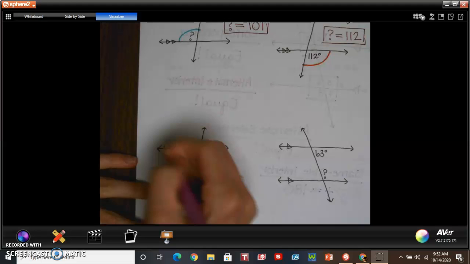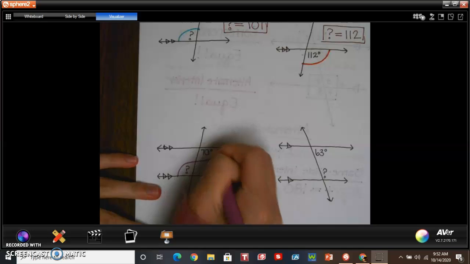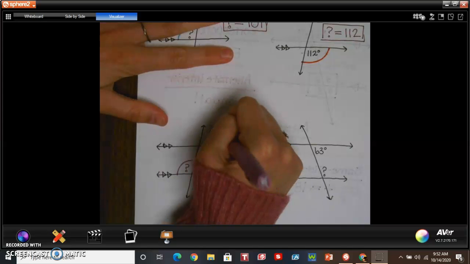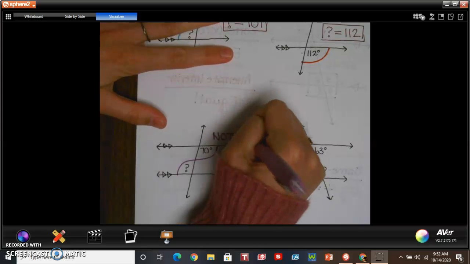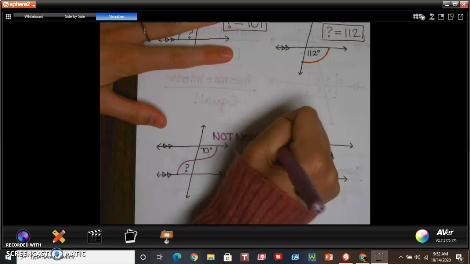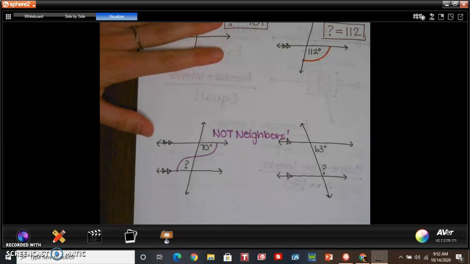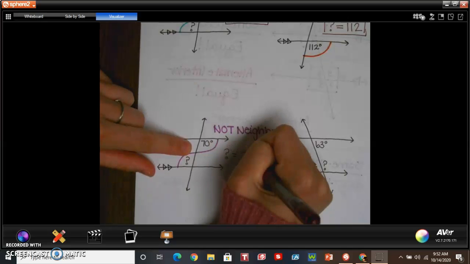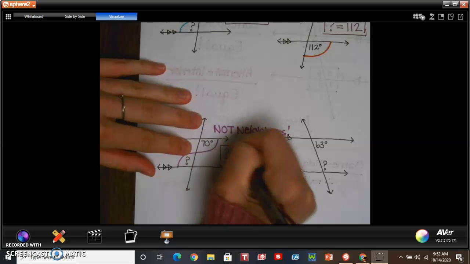Okay. Here's what we want to know. Here's what we know. Are they neighbors or not neighbors? Now here's where people get a little confused. You're like, well, they're not as far away as the other ones, but they're not right next door to each other, so they're still not neighbors. And when they're not neighbors, they're equal. So we can say that question mark is equal to 70, not 100, 70.